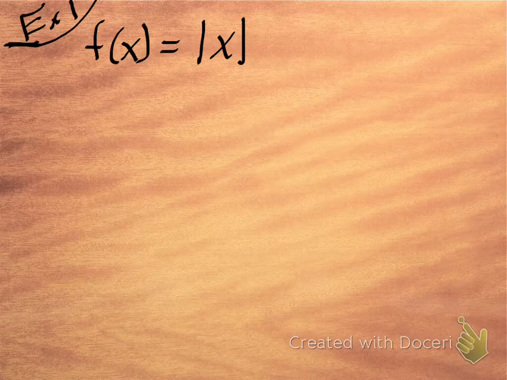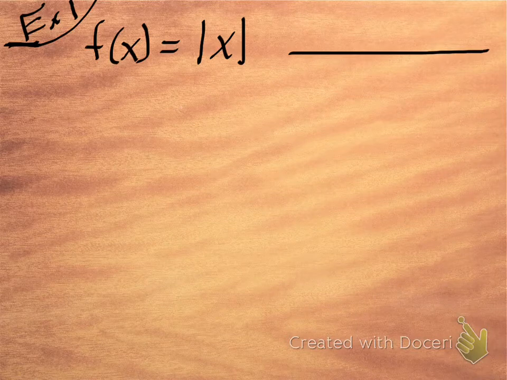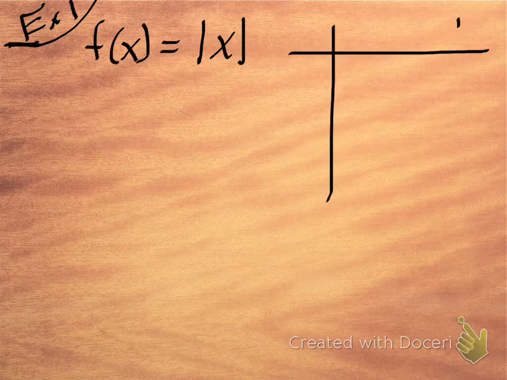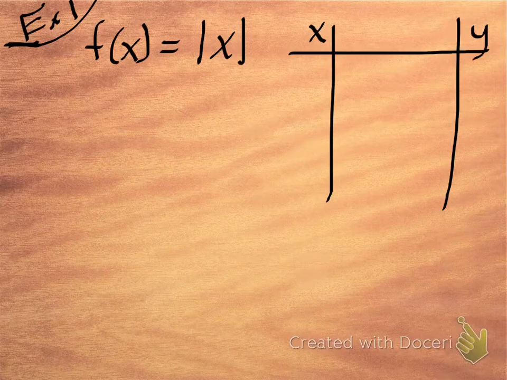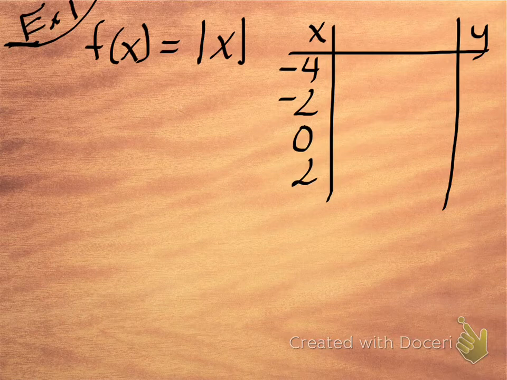So let's take the basic parent function, absolute value of x, and create a table of values. I'm going to create an H chart, the middle column being my work column, x, y. I'm just going to choose a few numbers, some negative, some positive: -4, -2, 0, 2, and 4. I could choose any numbers I want.